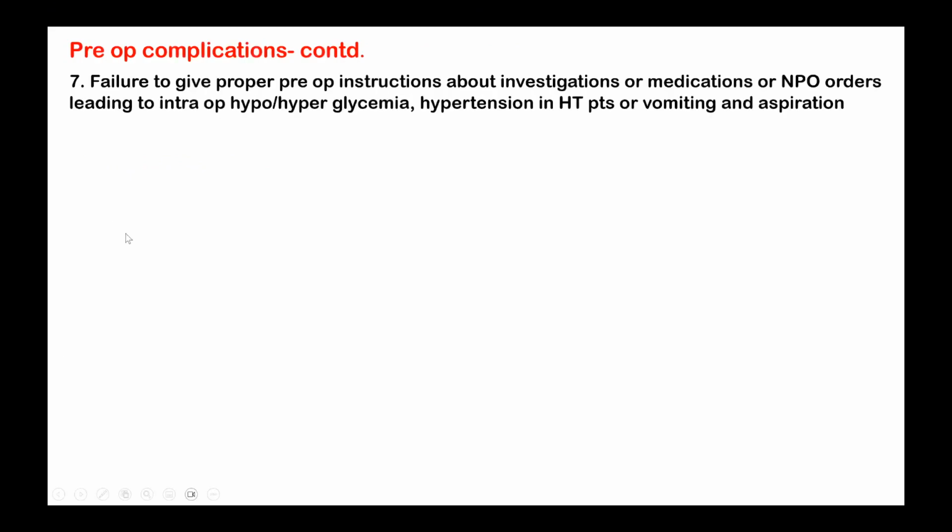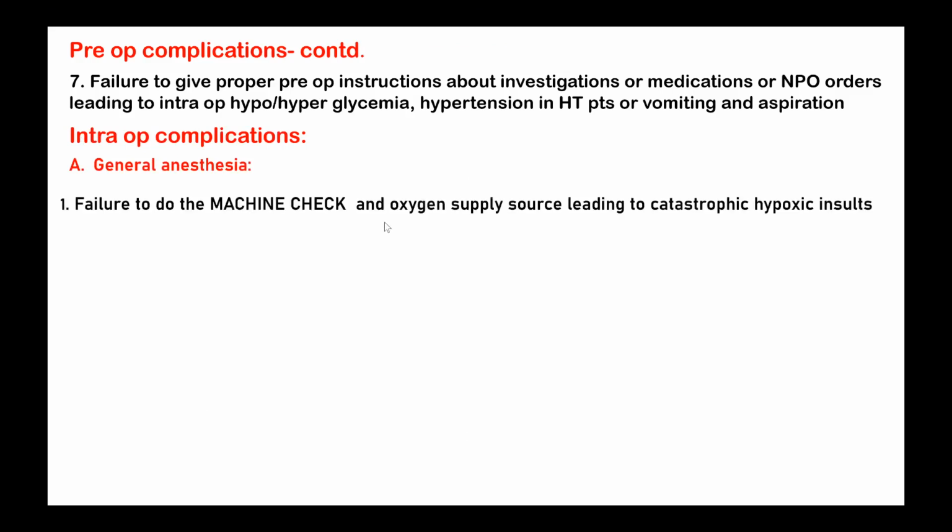Then failure to give proper pre-op instructions about investigations and medications, especially drugs like hypoglycemic or hyperglycemic drugs, hypertension, and thyroid drugs. These are all drugs for which we have to give proper clear-cut instructions, otherwise it may lead to the patient taking or not taking the drugs and producing problems because of that. Now, coming to intraoperative problems, you can classify them under general anesthesia and regional techniques separately.